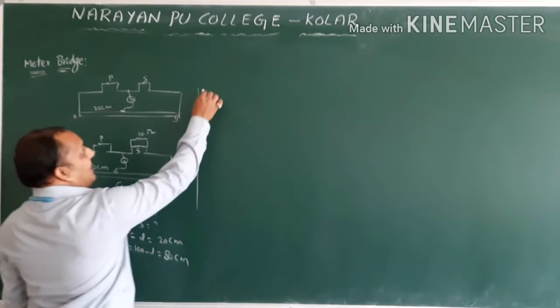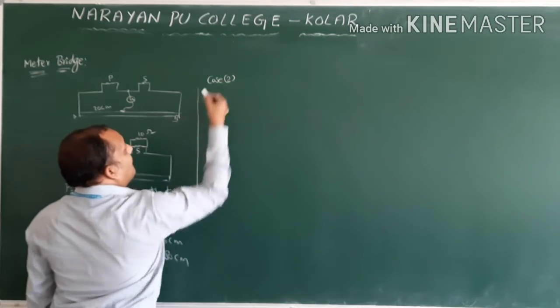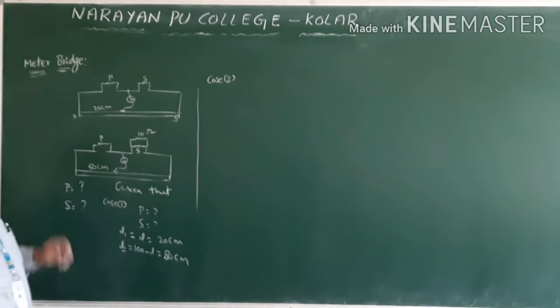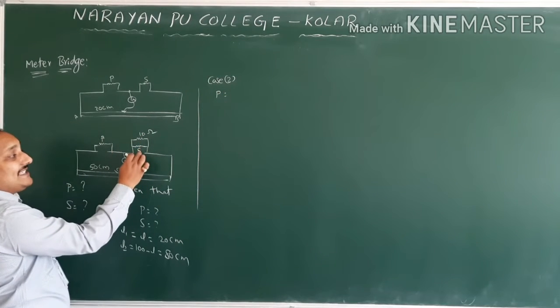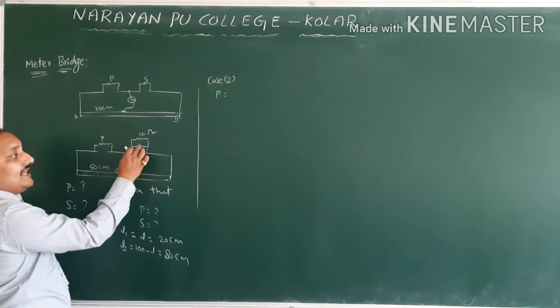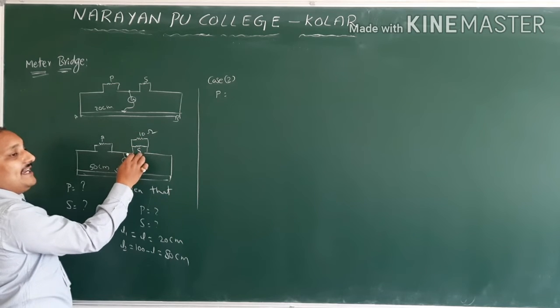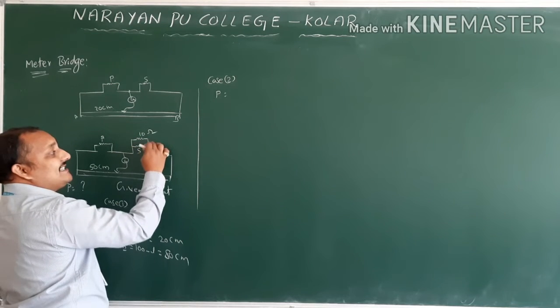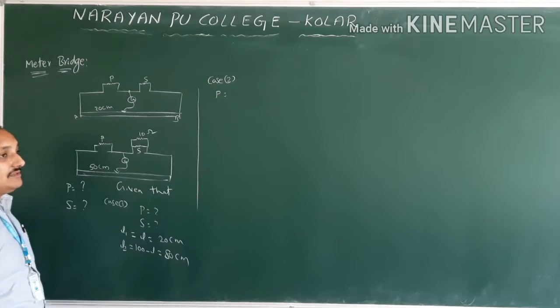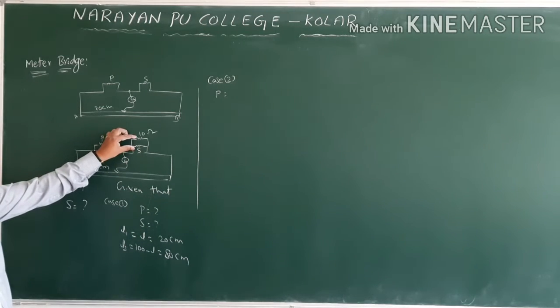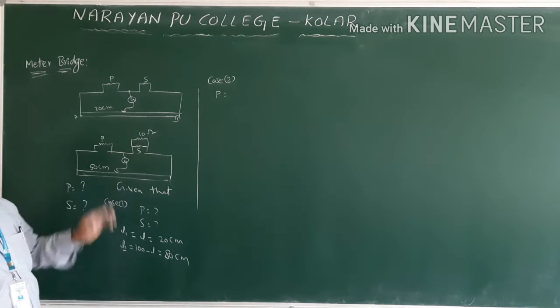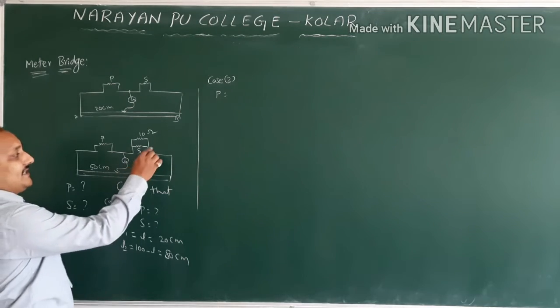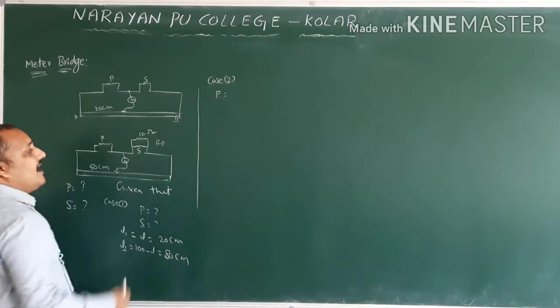In the second case, what did they give? Case 2: in the left gap P. In the right gap a 10 ohm resistance is connected in parallel with S. Then what is the resultant resistance of this? This is the resultant resistance of two resistors when they are connected in parallel. This combination gives one new resistance. That value we are taking as Rp.